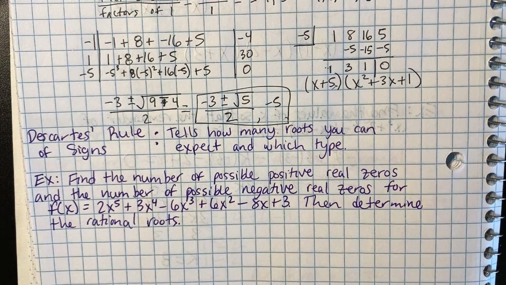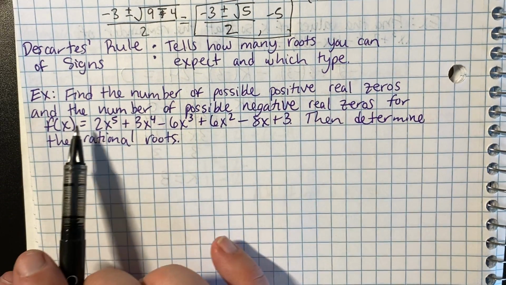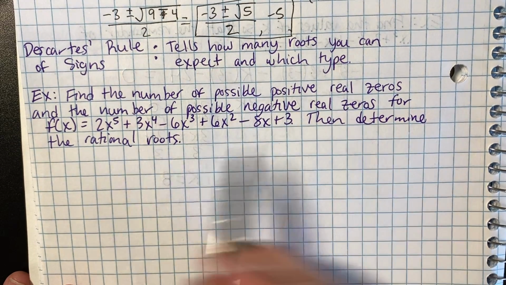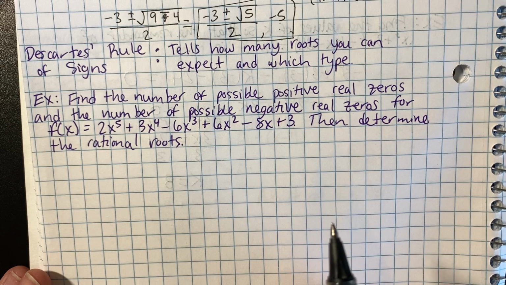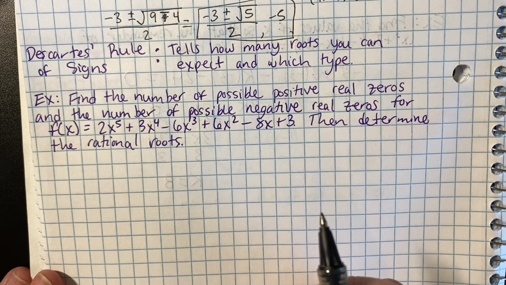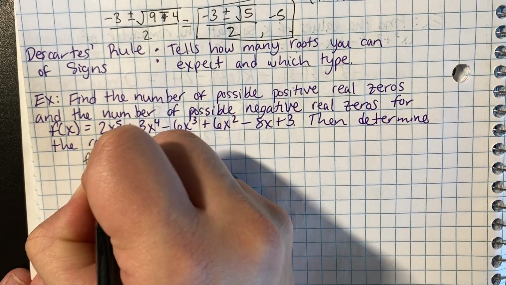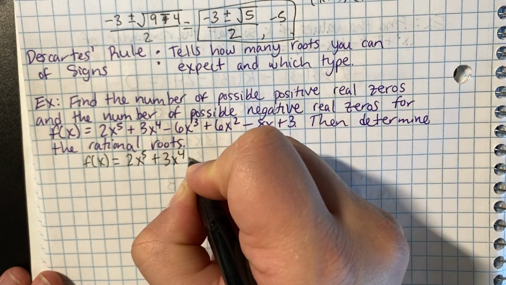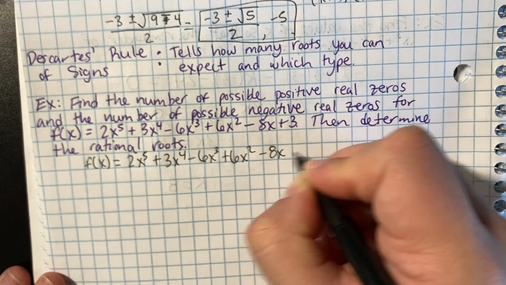All right, so find the number of possible real roots. Real zeros are roots, and the number of possible negative real zeros for this equation, then determine what they are. All right, so what we're going to do is we start with the regular equation. So we'll start with f of x equals 2x to the 5th plus 3x to the 4th minus 6x to the third, plus 6x squared, minus 8x plus 3.